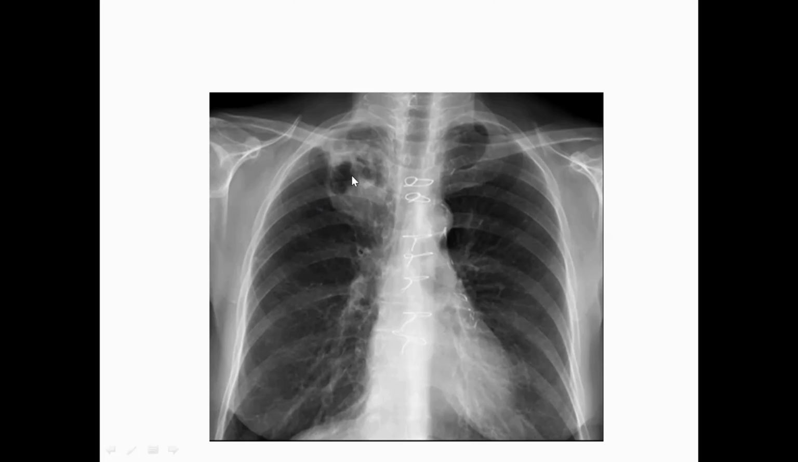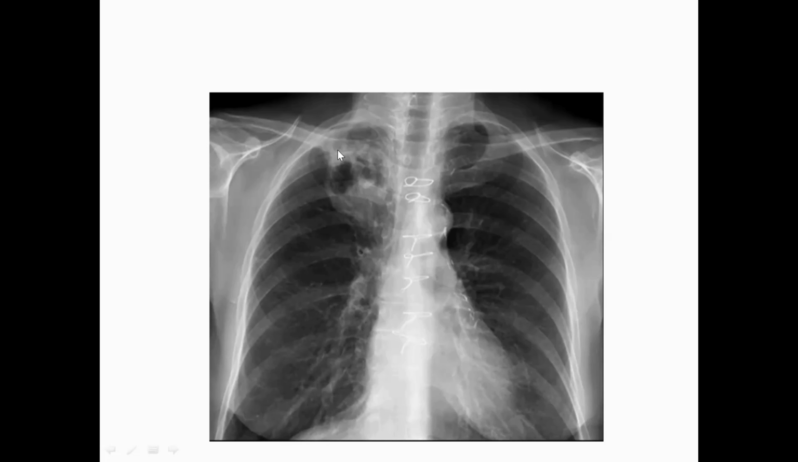So we're going to just measure it electronically. It's a well-defined, irregular, round shadow in the right upper zone of maybe 6, 7 centimeters, and it contains cavitation. Look, there's lots of cavitation in the upper part of the shadow. There's a big cavity here, and multiple other small cavities in the upper part of the opacity. So that's the way you get it.